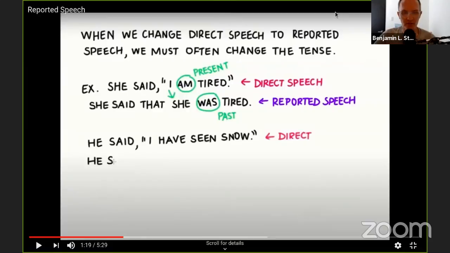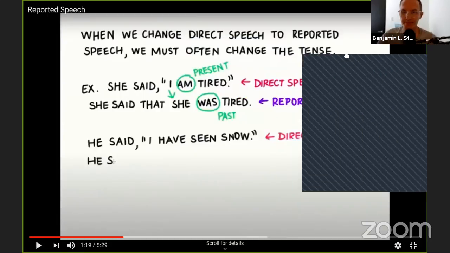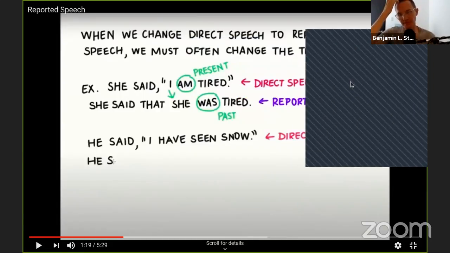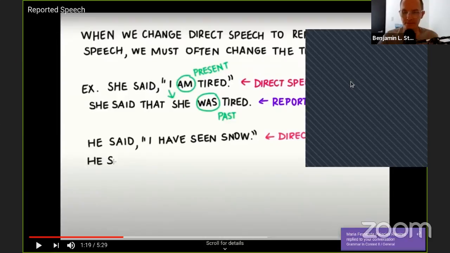How would you convert this direct speech? He said, "I have seen snow." How would you change that to reported speech or indirect speech? Feel free to upload your response to the chat.